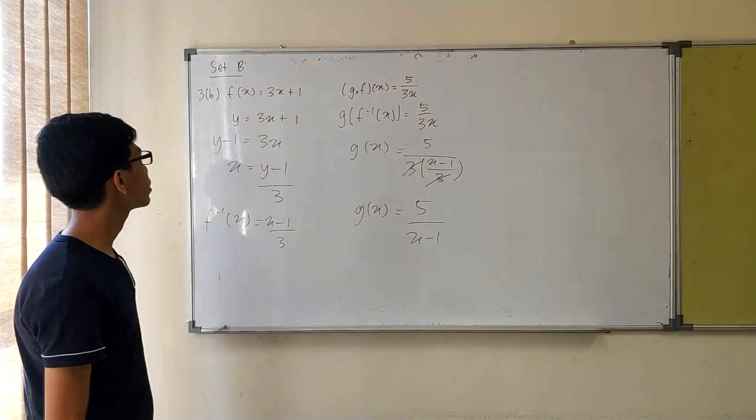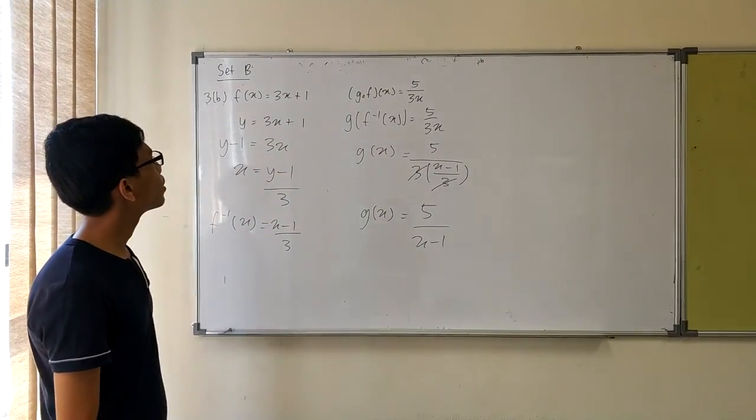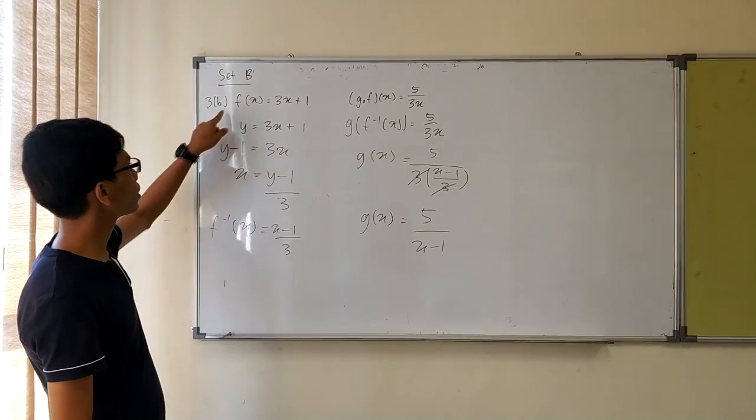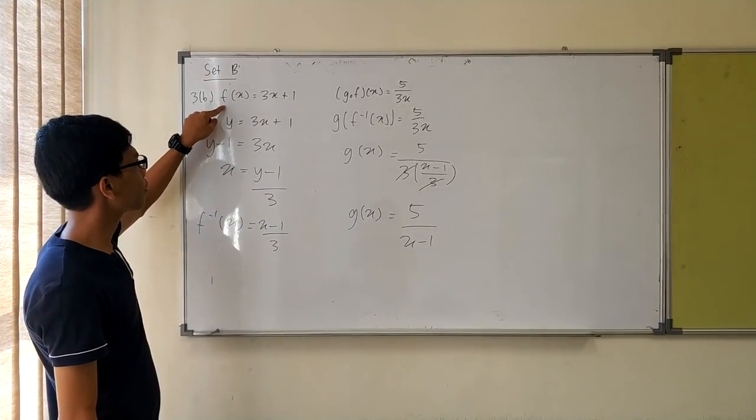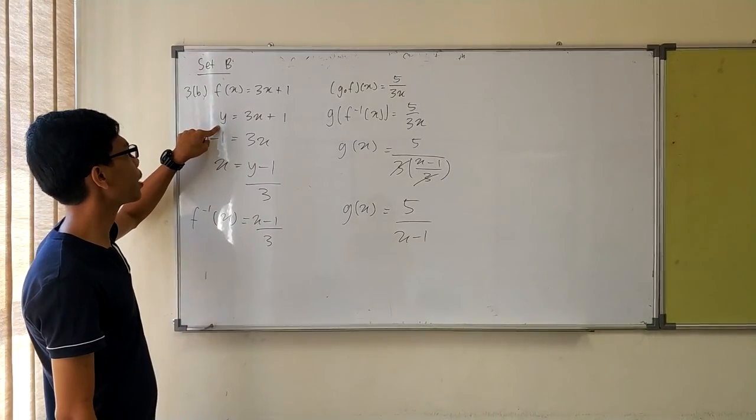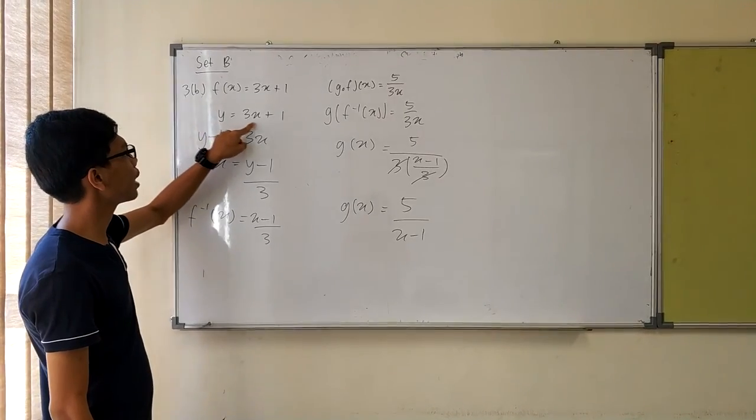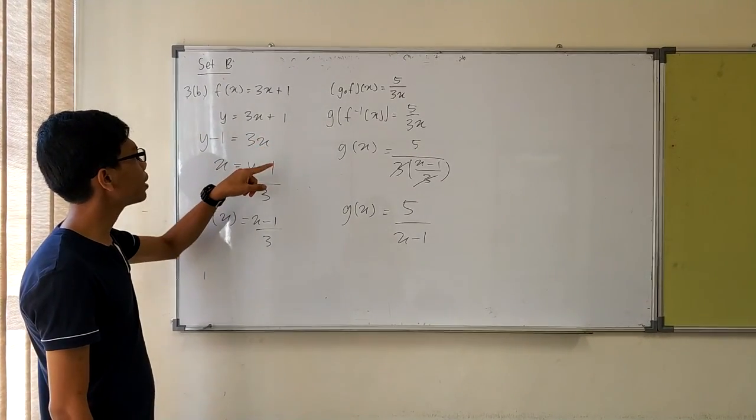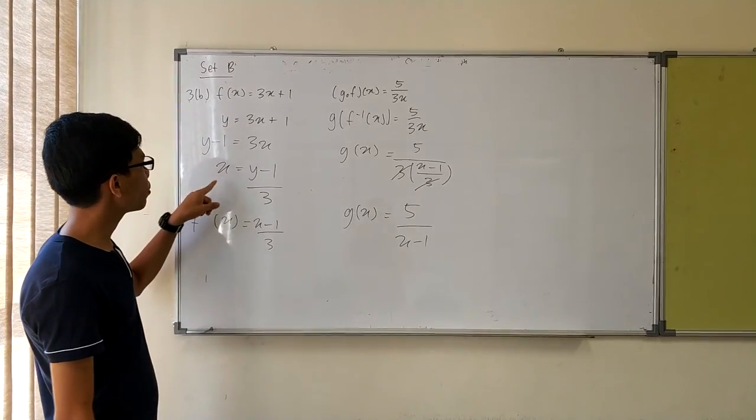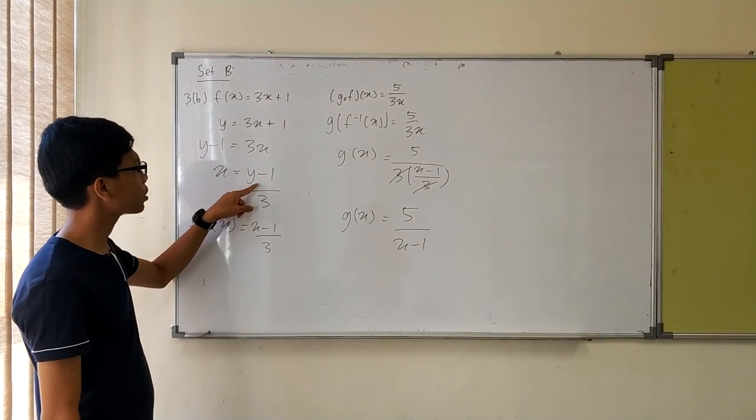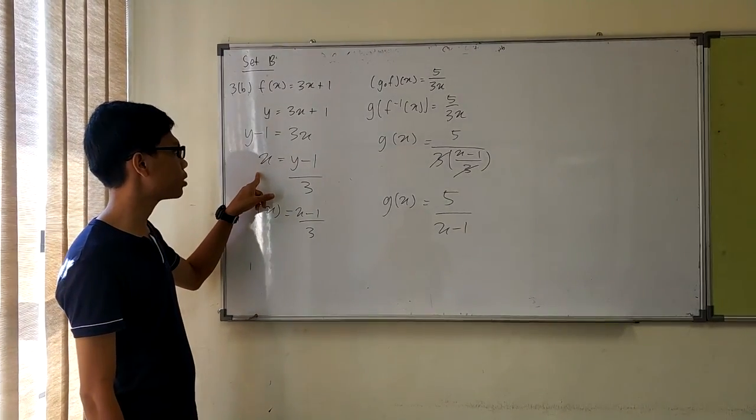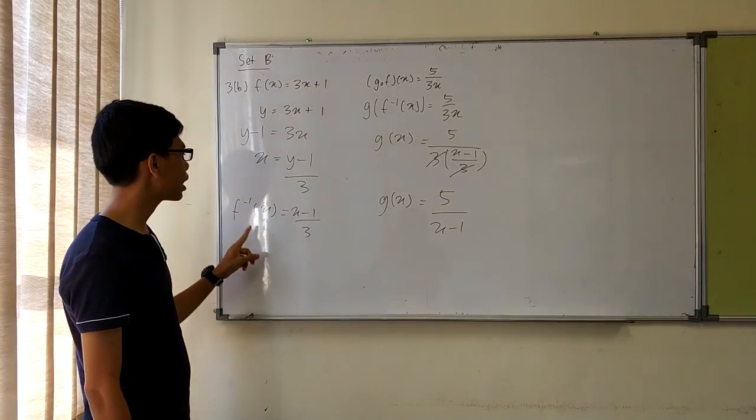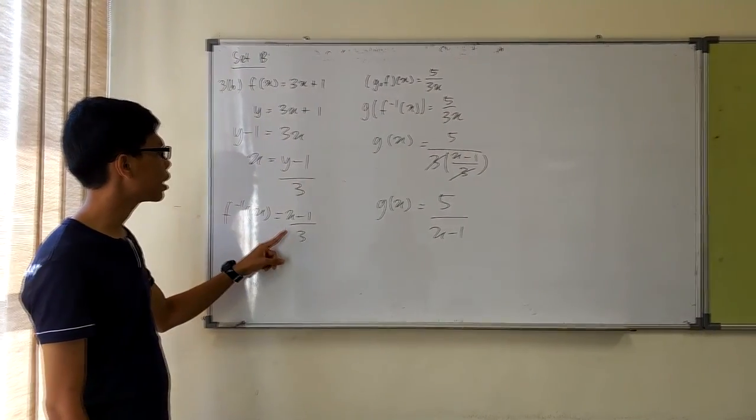Okay, next is the question from set B, 3b. For the first step, we must find the inverse of the function f(x). So we let the function f(x) be y, and y will equal to 3x plus 1. Then we make x the subject, and we will get x equal to (y minus 1)/3. Since the domain is x, we just substitute the y with x, and we will get the inverse function of f(x) is (x minus 1)/3.